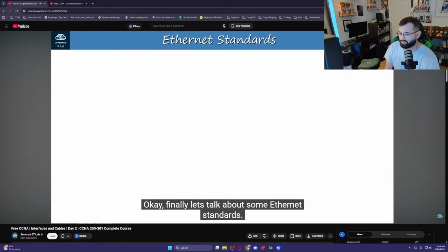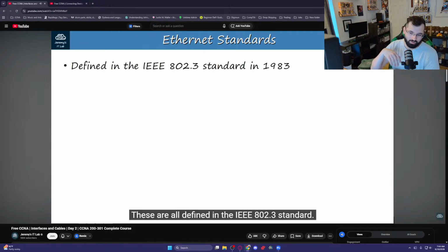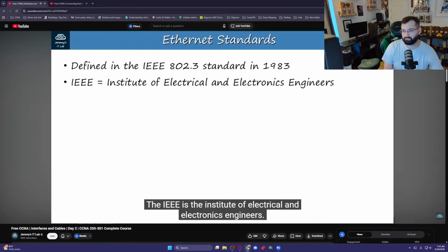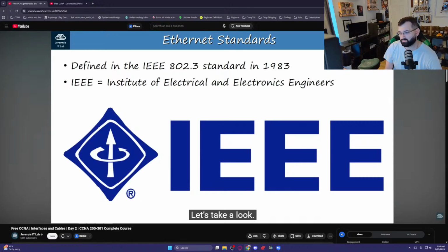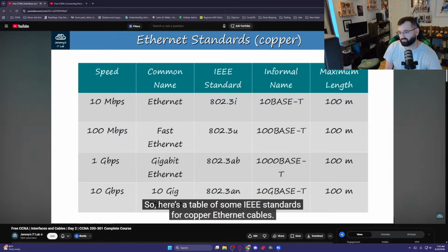Okay, finally, let's talk about some Ethernet standards. These are all defined in the IEEE 802.3 standard. The IEEE is the Institute of Electrical and Electronics Engineers. You'll notice all of these Ethernet standards begin with IEEE 802.3. Let's take a look. So, here's a table of some IEEE standards for copper Ethernet cables.